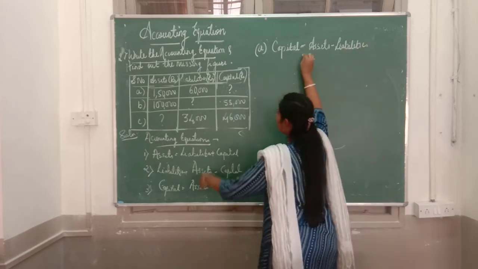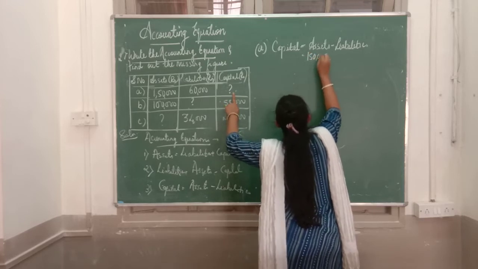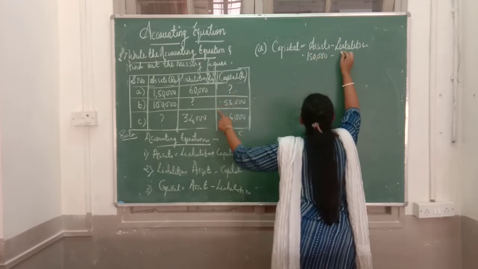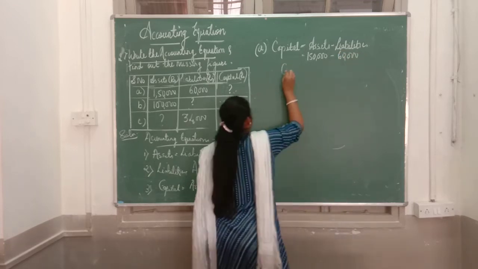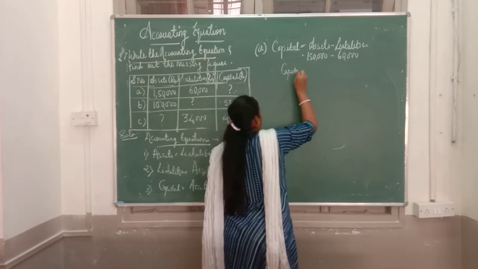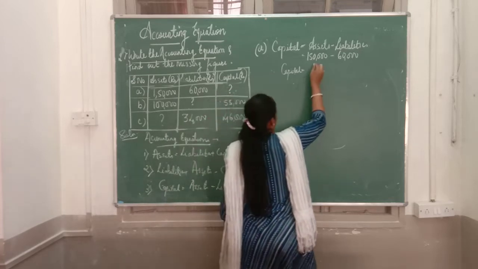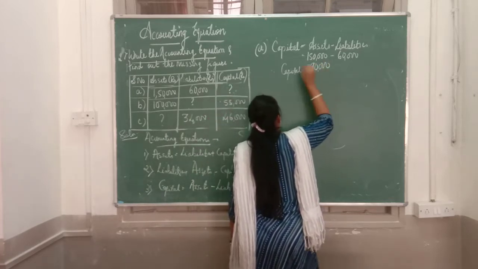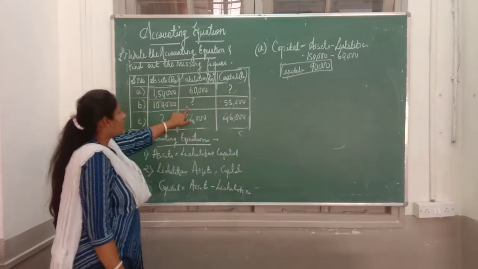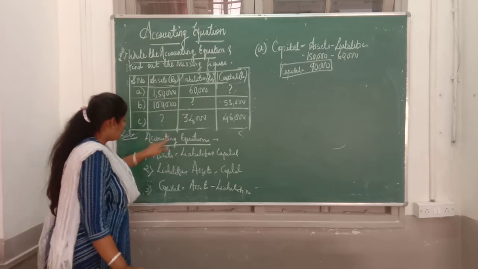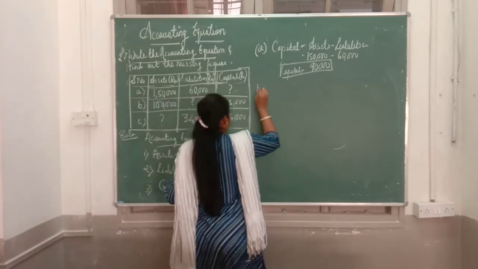Right? Yes. See here. Capital is equal to assets is how much? 1,50,000. And liabilities is how much? 60,000. Therefore, capital is equal to 1,50,000 minus 60,000 is 90,000. Right? So this is A part. Next, in B part, what is missing? Liabilities. When liabilities is missing, take second formula. Liabilities is equal to assets minus capital.